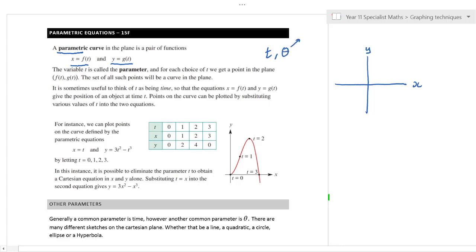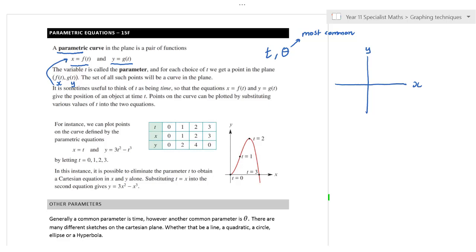These are the most common. Yes, you can have other parameters, but for the most part these are the most common. Notice that x comes before y in the alphabet, so f of t is my x and g of t is my y. They're both in terms of the parameter, which in this case is t.